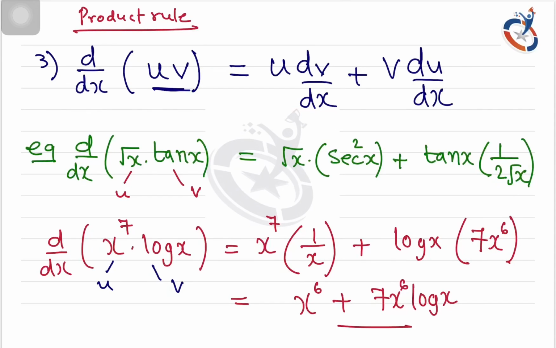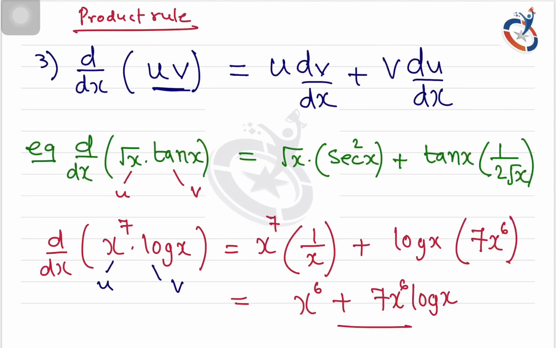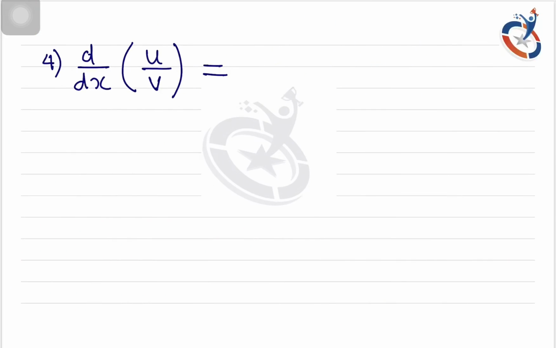Clear? So this is very important. The formula for the multiplication of two terms is called the product rule. It's first into the derivative of second plus second into the derivative of first, or you can say it's u into the derivative of v plus v into the derivative of u. And the last rule is called the quotient rule. This is for division.